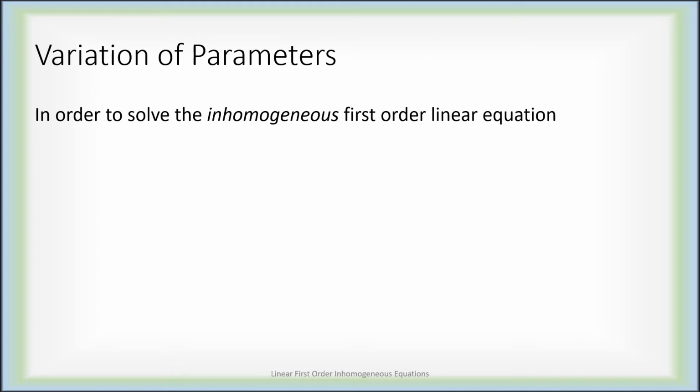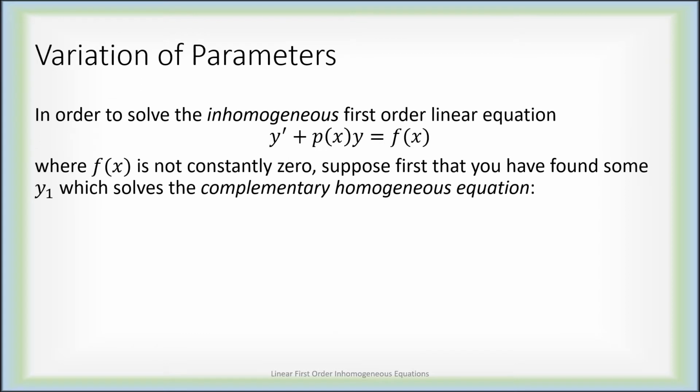So we are now interested in solving the inhomogeneous or non-homogeneous first-order linear differential equation, y prime plus a function of x times y equals some other function of x. Now this function on the right is no longer going to be constantly zero, but suppose that you can solve the complementary homogeneous equation. You have found a function, and we're going to call it y subscript 1, which solves this equation right here.